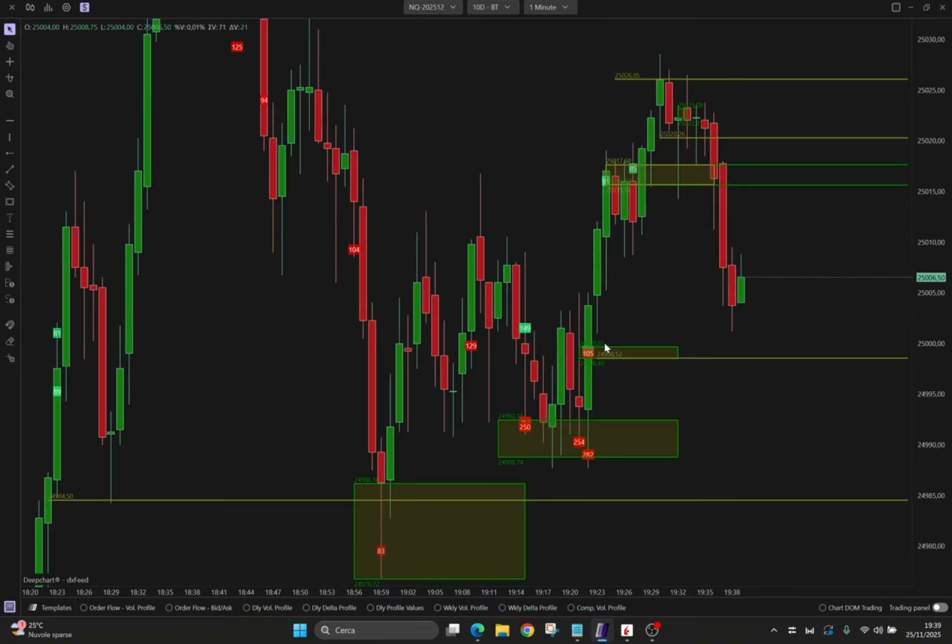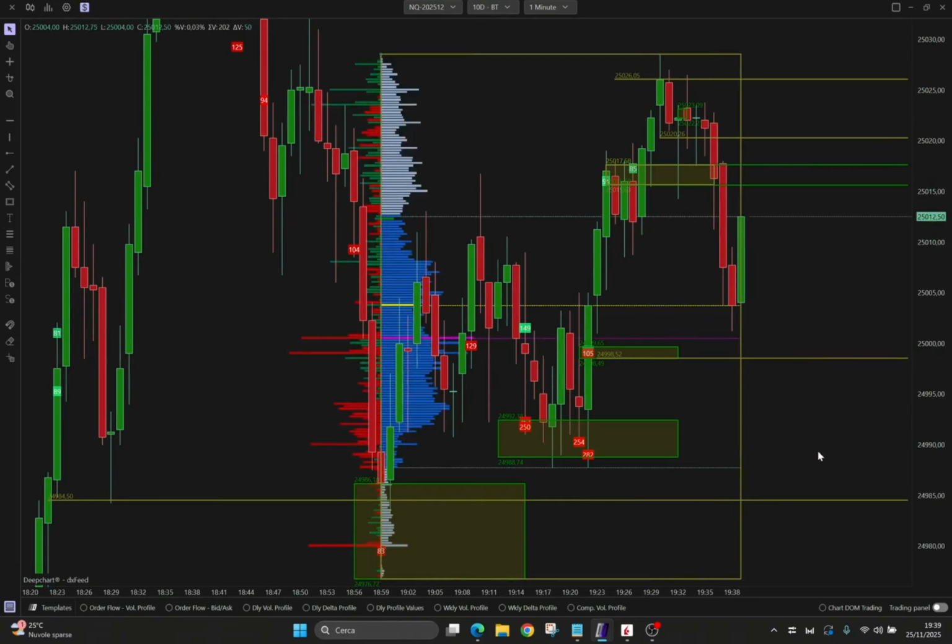Now we need to check if buyers are willing to step in, and if they are willing to step in, I expect to see again cumulative auction aggression. Okay, so I expect to see them pushing on the gas from discount area, because for them this is discount area, because the actual profile is this. Okay, so they buy discount, and now they are going back premium. Why premium? Because we are in the value area high.